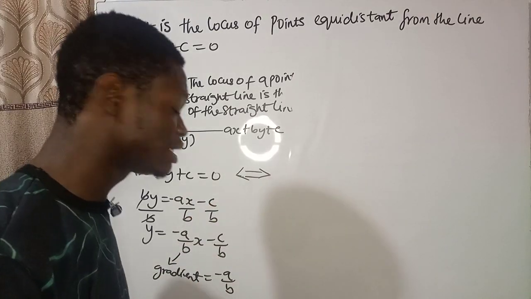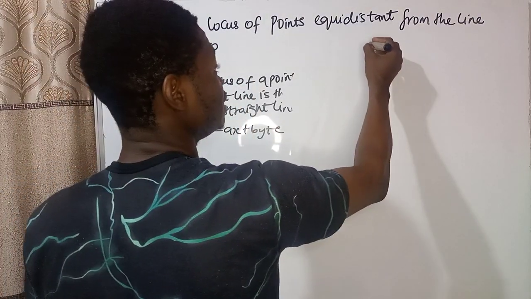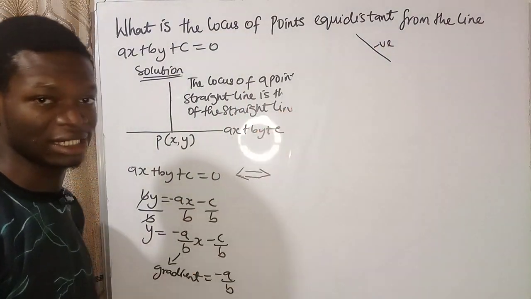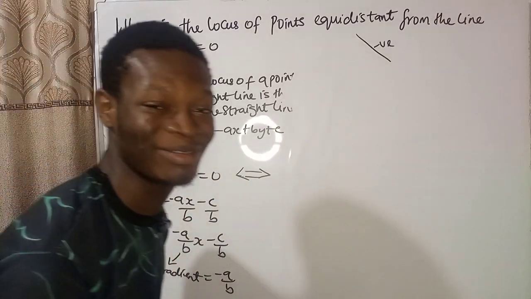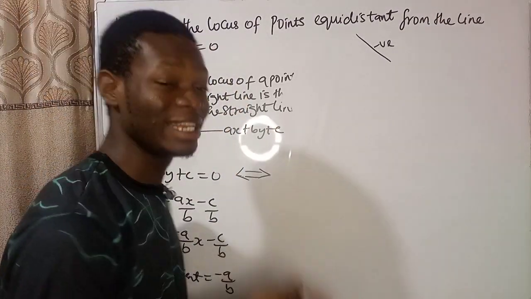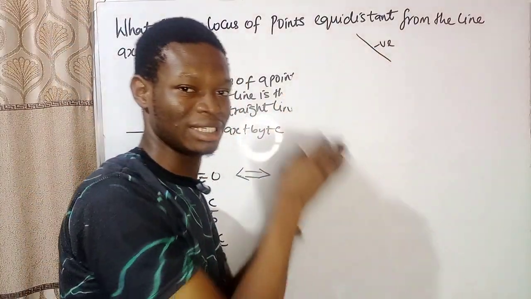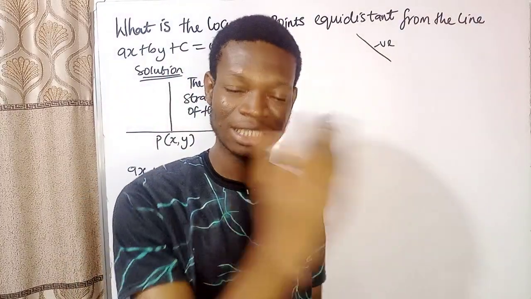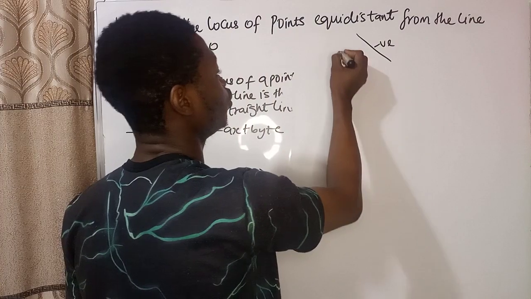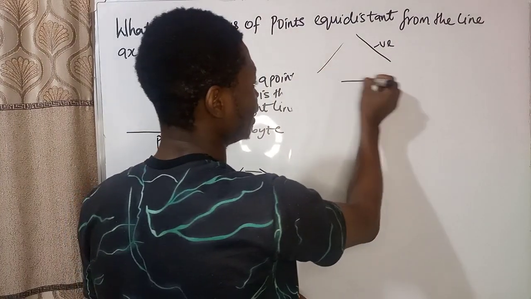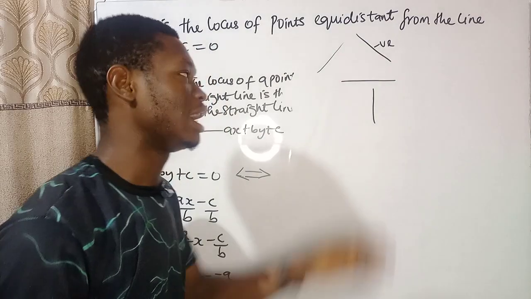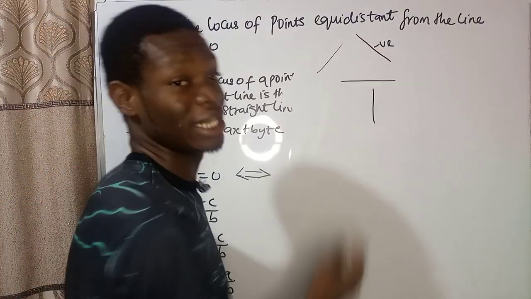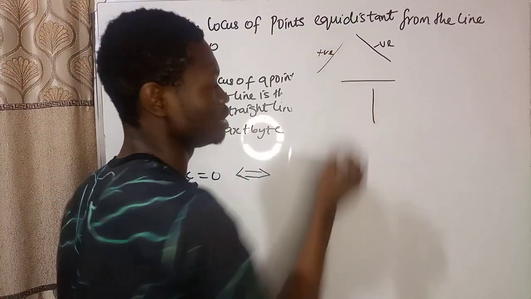Now, remember that the slope of this gradient will be like this. It is a negative gradient. You know that gradient means how steep a line is, the steepness of a line. So we have another gradient like this, we have like this, we have like this. This one is negative gradient. This one is positive gradient.